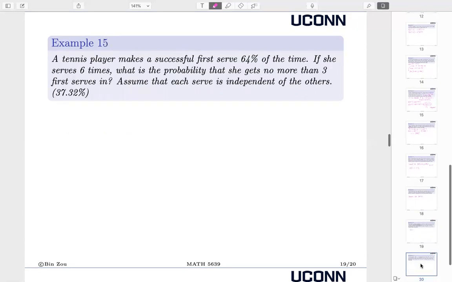The next one is a tennis player makes a successful first serve 64% of time. She serves 6 times. So as long as you see things like this, you should have a general idea that we are talking about a binomial distribution. Again, if you don't know, that's okay. We will actually learn what binomial distribution is in the coming weeks.